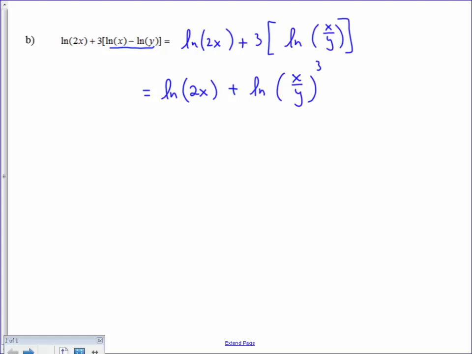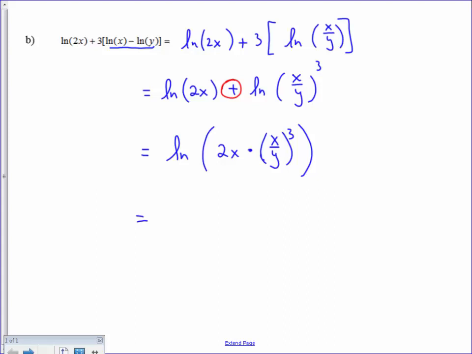From this point, I now see that I have a sum of two logs. Because I have the sum of two logs, then they're going to simplify together, and you're going to take the product of the two arguments. Okay, and then from this point, you've simplified the log into a single log, but you need to simplify algebraically the inside of it.